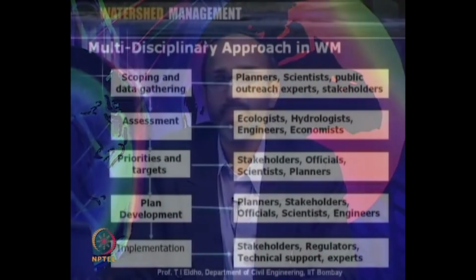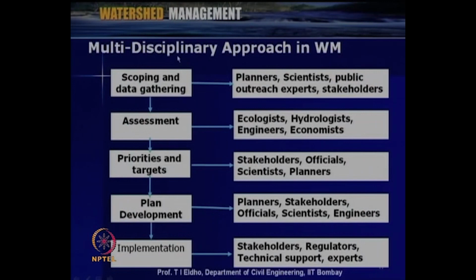Now, when we look into watershed management practices, actually it is a multidisciplinary approach. Various disciplines come together so that we can have better watershed management plans. Here I have listed some of the important aspects. The first one is scoping and data gathering. Let us assume that we are going for a watershed management plan for a particular watershed.